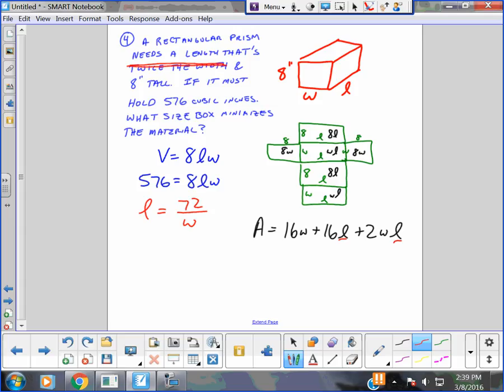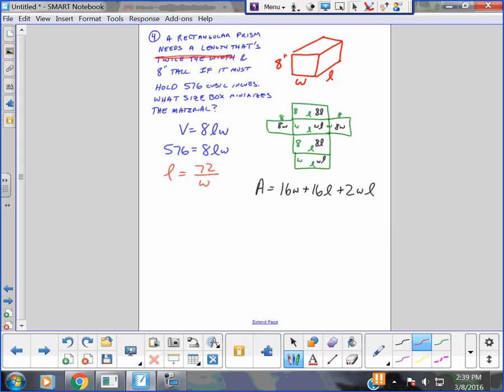I can plug that into the area equation. The volume was my constraint. I didn't need to double constrain it. And I get area equals, I have to get to one variable. You realize this is what we want to optimize. It has to be one variable. And I get area equals 16W plus 16 times 72 over W plus 2W times 72 over W.